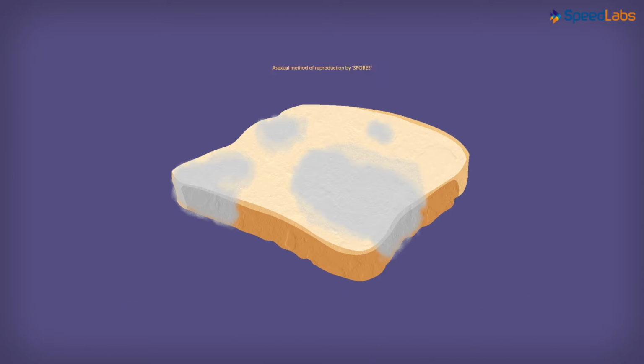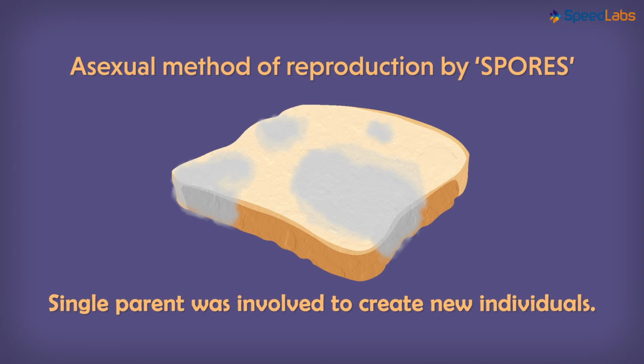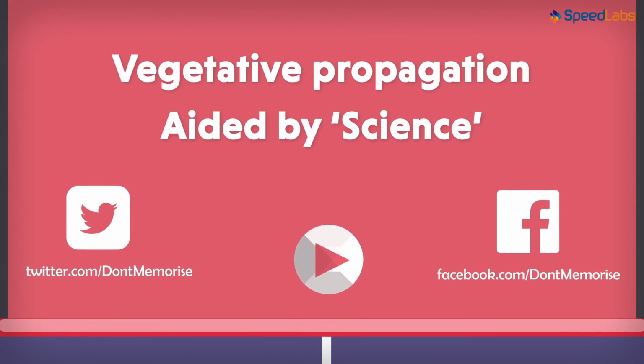What we just studied is the asexual method of reproduction by spores. In this mode of reproduction, a single parent was involved to create new individuals. In our next video, we will study a very interesting type of vegetative propagation which is aided by science.